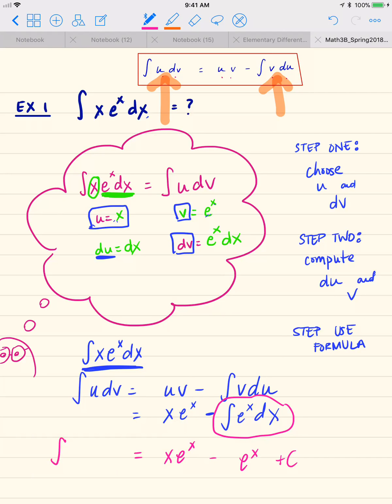So it turns out that the integral of x e to the x dx is equal to x e to the x minus e to the x plus c. And we could factor out an e to the x, and we would have e to the x times x minus 1, plus c. Same answer. So that is our very first example of using integration by parts.